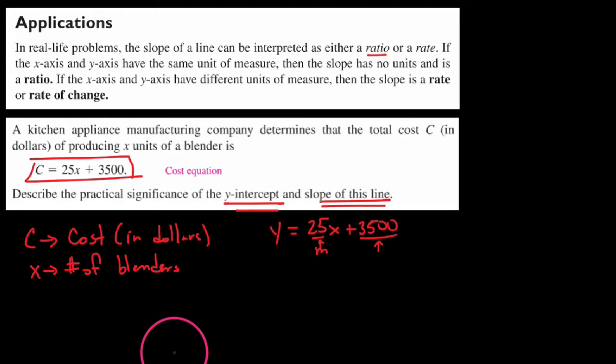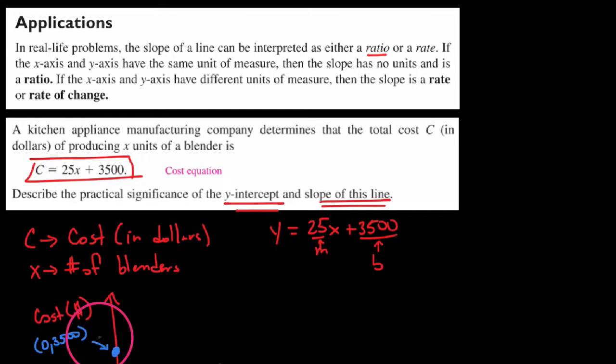And so what I want to do is describe the practical significance of the y-intercept and the slope of this line. To visualize this, let's draw a crude sketch. On the x-axis, I'm going to label this number of units, and on the y-axis, I'm going to label this cost in dollars. We would get a graph with this 3,500 being our y-intercept, starting at an arbitrary point here, and it has an x value of 0.